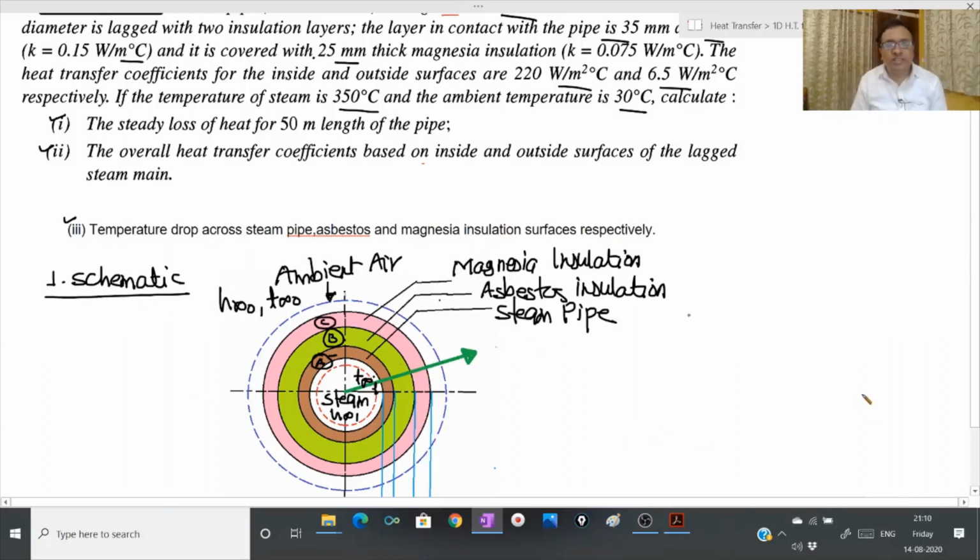Now in this case, T infinity i is greater than T infinity o because inside fluid is steam and outside fluid is ambient air. So by virtue of this temperature difference, heat transfer will take place from inside to the outside. And let's say it is being transferred at the rate Q.